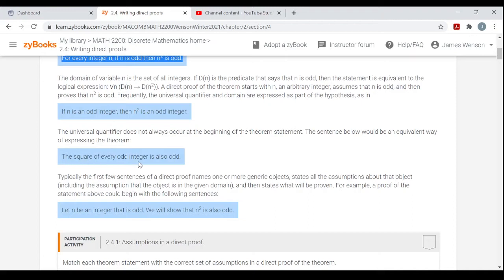The square of every odd integer is also odd. Same thing. Let n be an integer that is odd. We will show that n squared is also odd. This is like the way we would start the proof. Right? Remember, you introduce your variables and show what's being assumed, right? And then you state what's going to be proved for the reader, right? Make it easy for the reader to read.